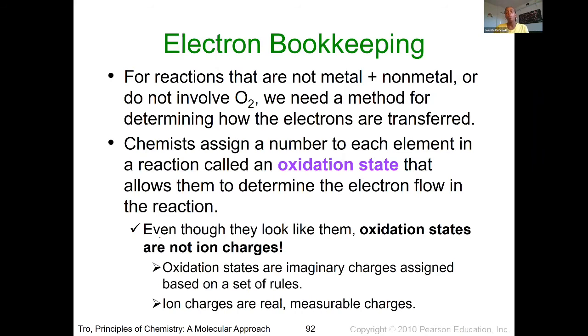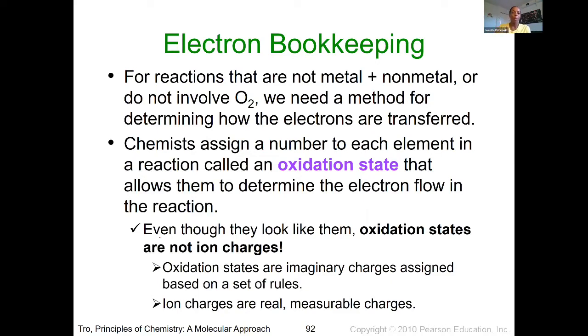Well, the way that we go about tracking these numbers, these charges that are seemingly present, is through this electron bookkeeping system. And so a lot of these reactions may not involve oxygen. So we need to come up with a way to track where these electrons are going and assign a value to each of the elements that are found in these reactions. Now, that assigned value is what we call an oxidation state or an oxidation charge.